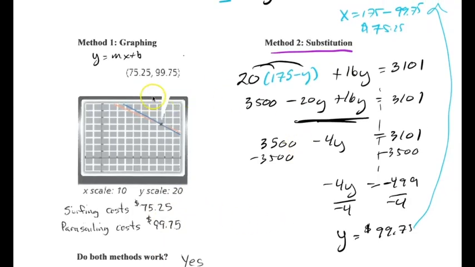Anyway, so you can see that both methods work. Graphing works. You need technology for it. Substitution you can do by hand. It is a little messy, but you can do it by hand. You don't need any technology for it.